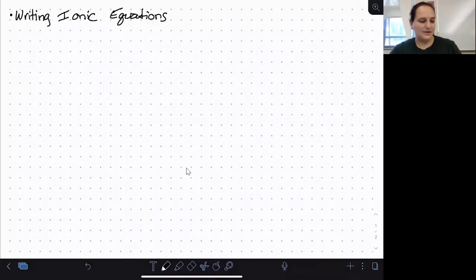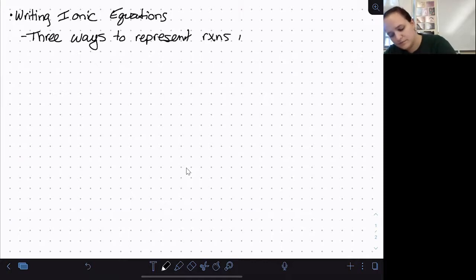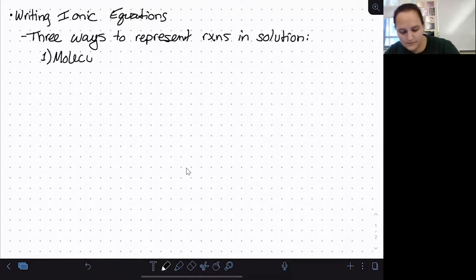In this video, we're going to be talking about the different ways that we can represent double replacement reactions or precipitation reactions. So essentially, there are three different ways that we can represent reactions occurring in solution. The first one is known as the molecular equation.